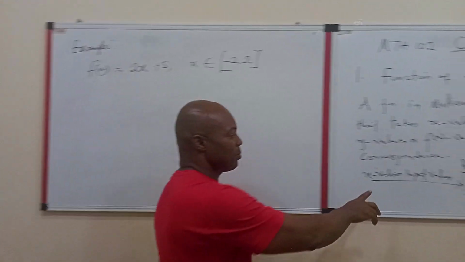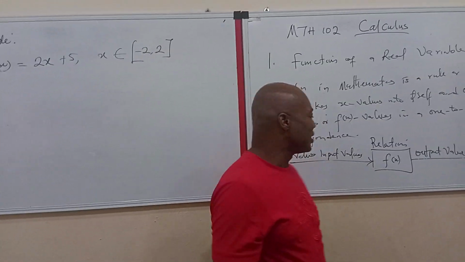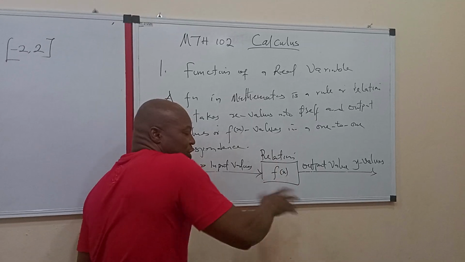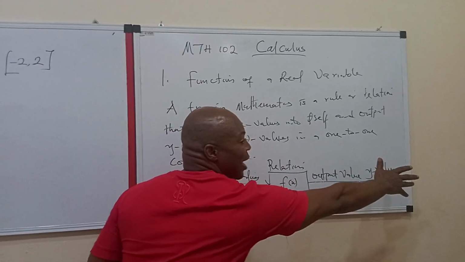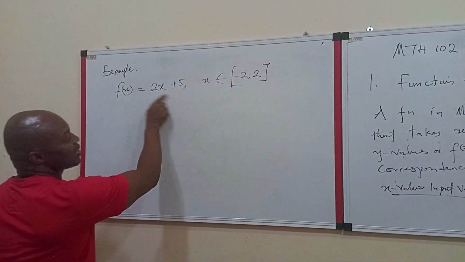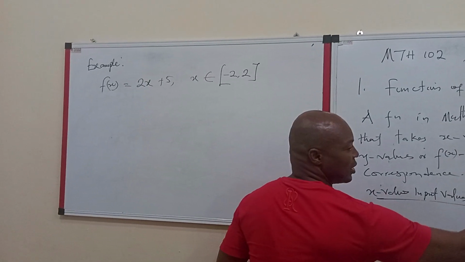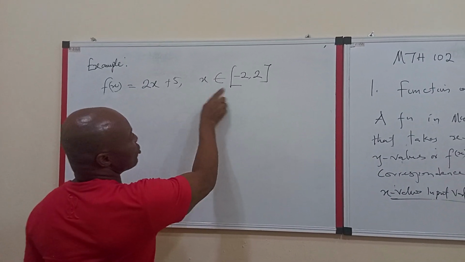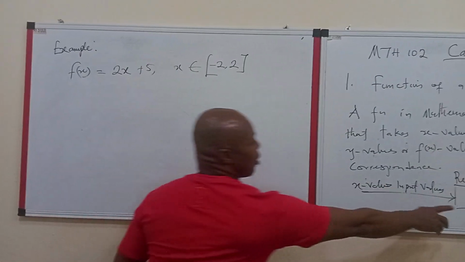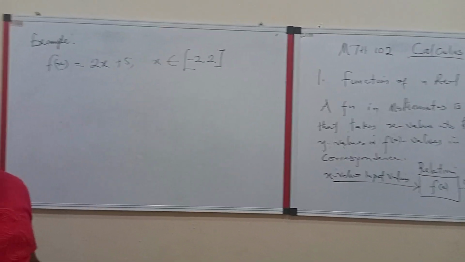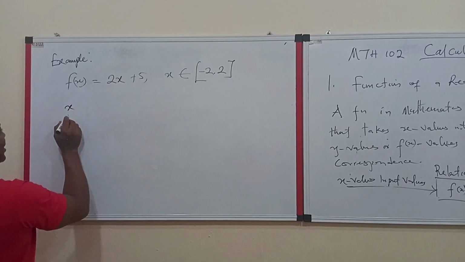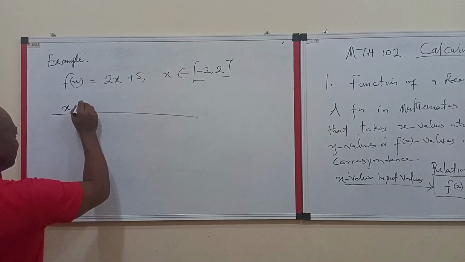So based on this explanation I gave you, when a value is put into this thing, it will do some work and bring out another answer. Let us try to see what we are trying to say. What we see here is this relation, and these are the x values. We want to take these, put them inside this box, and see what comes out. Let me write the values like this.